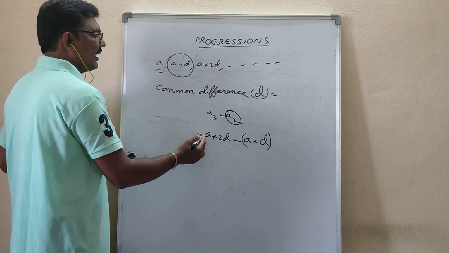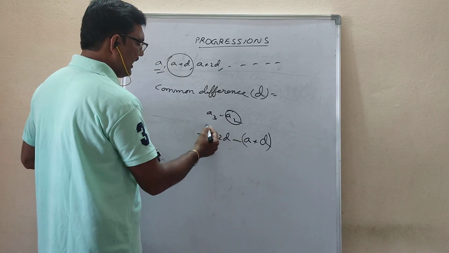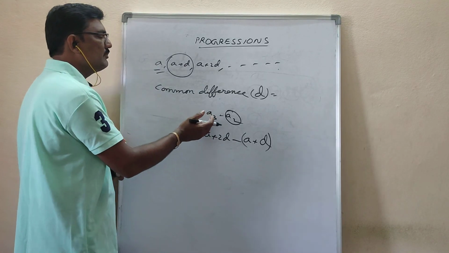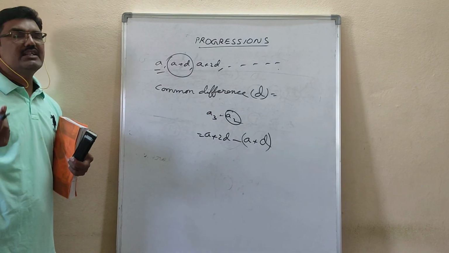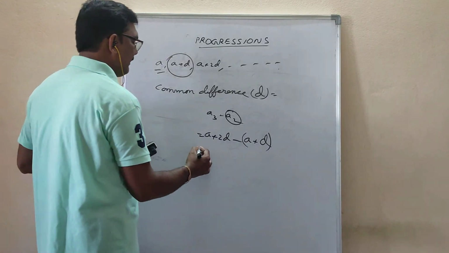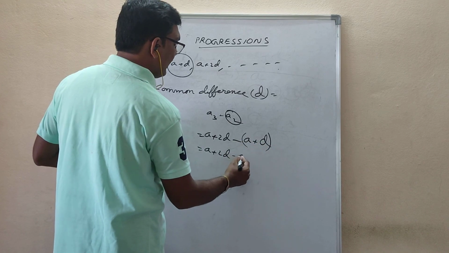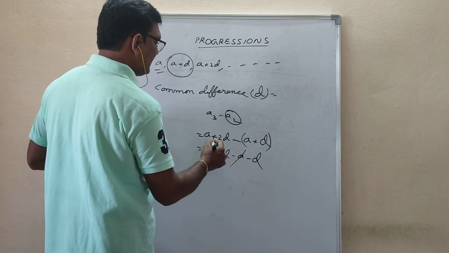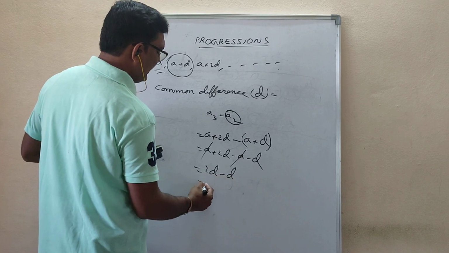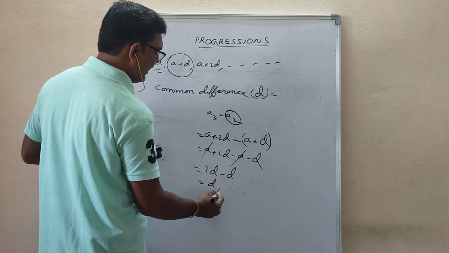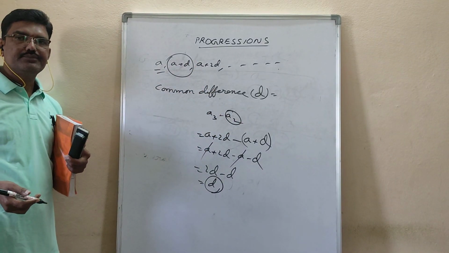So this is nothing but a3 minus a2. Here I did not enclose a3 in brackets because before a3 you did not have a minus symbol. Now a plus 2d is the same. With the minus you have to multiply into both terms: minus a minus d. Minus a plus a cancelled. From 2d you should subtract d. 2d minus d is what here? d. So a3 minus a2 also you got d only.